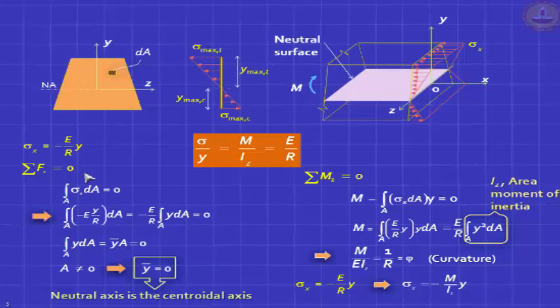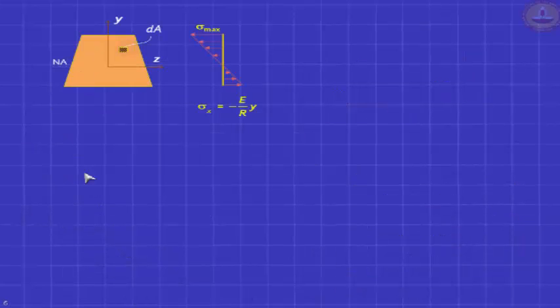Sigma is the normal stress, tension or compression depending on its location above or below the neutral axis. Y is the distance of the point above the neutral axis or below the neutral axis. M is the bending moment at the section. I is the second moment of area, sometimes called moment of inertia. Please note there's another moment of inertia which is called the mass moment of inertia. So it's an area moment of inertia or second moment of area, and E is elastic modulus, R is the radius of curvature.